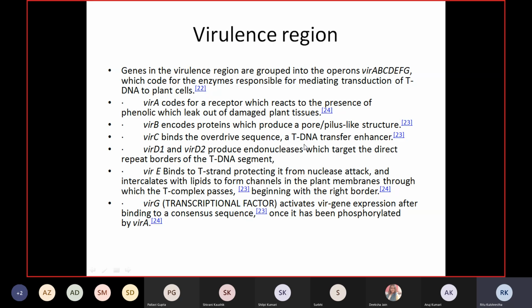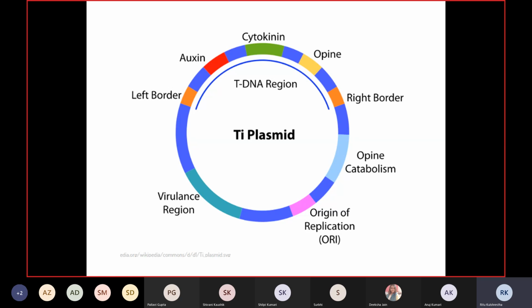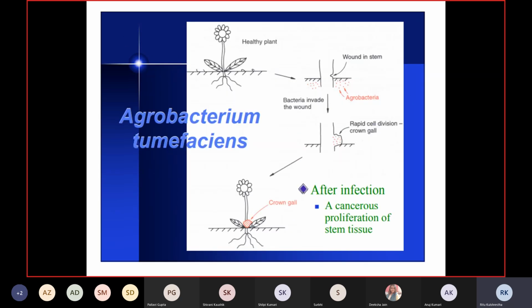We can just briefly go through it. One of the products makes the pilus-like structure. Then one leads to transfer of tDNA. One leads to products which lead to excision of the tDNA fragment, and then one product leads to protection of that transferred tDNA fragment from nuclease attack, and so on. So you can please go through this slide. So this is the whole structure of TI plasmid, and now we understand why, when the agrobacterium infects the plant cells, it leads to crown gall disease.